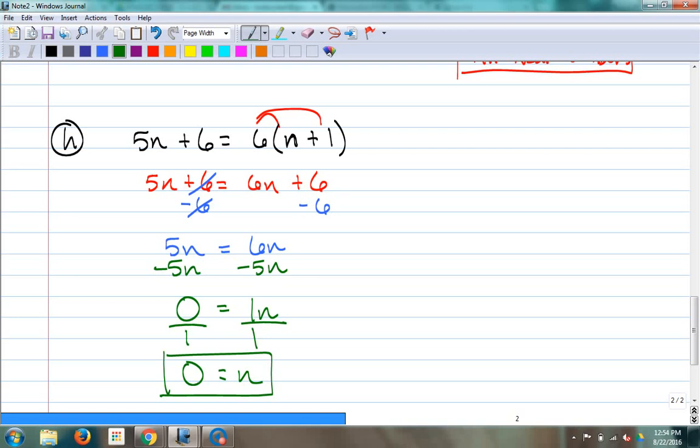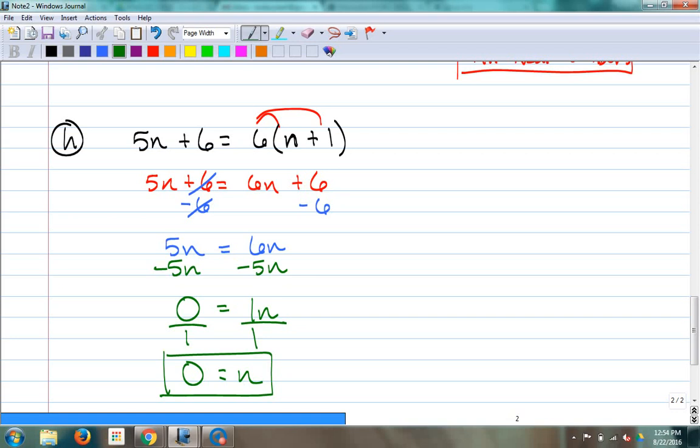You mean like right here, knowing that these cancel each other out, that it's going to be n equals 0? Yeah, that's true. Absolutely, that will always be the case. If the numbers cancel out, then your variable is going to have to be equal to 0. That's true. Okay?